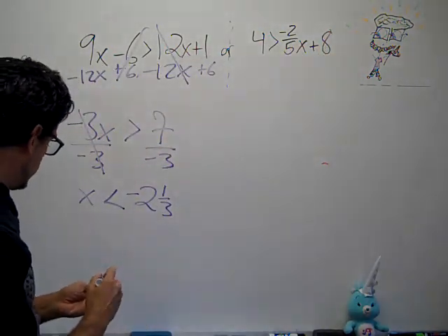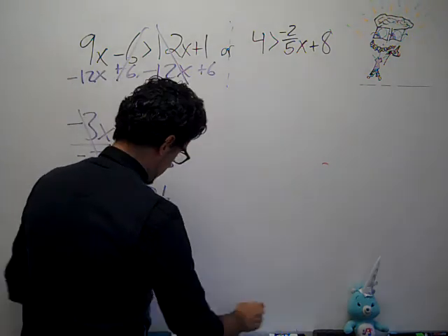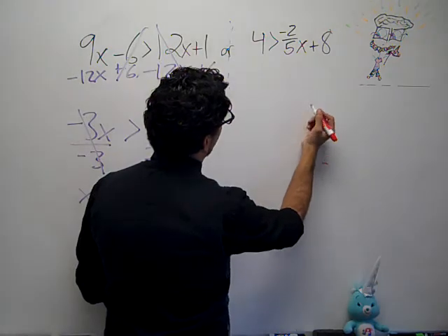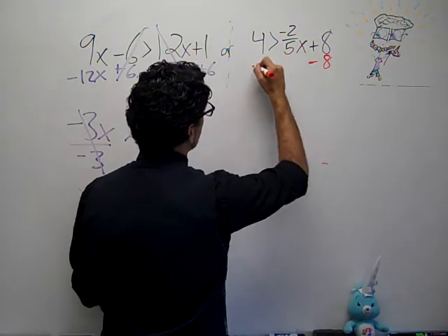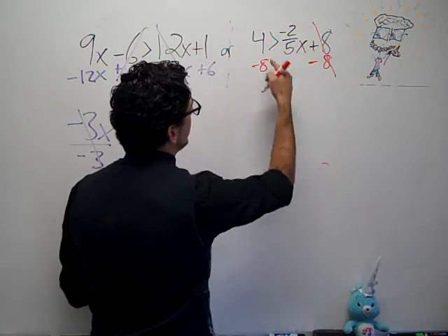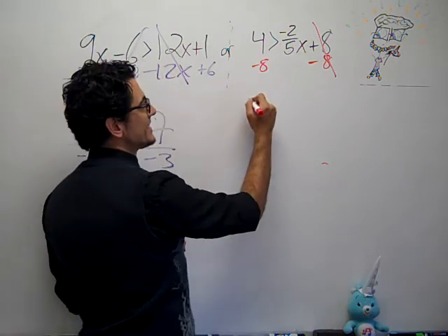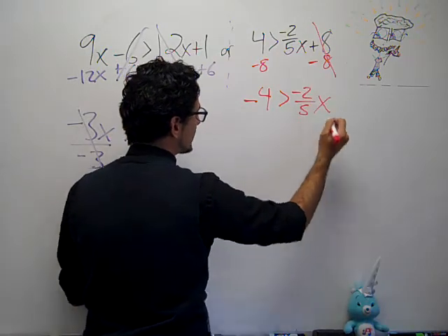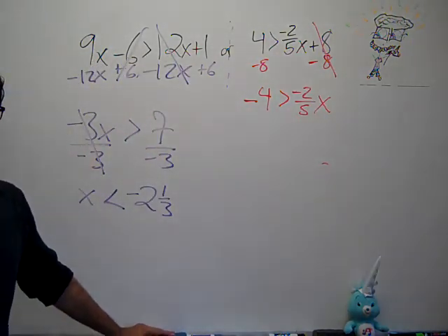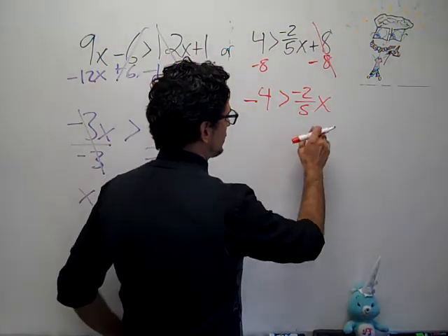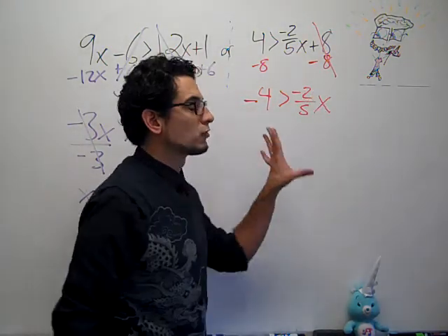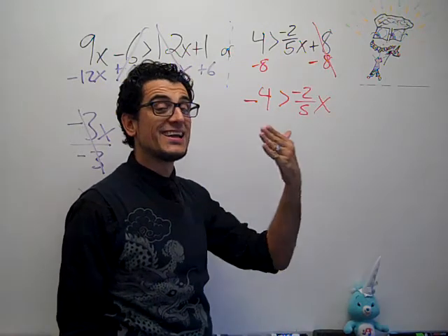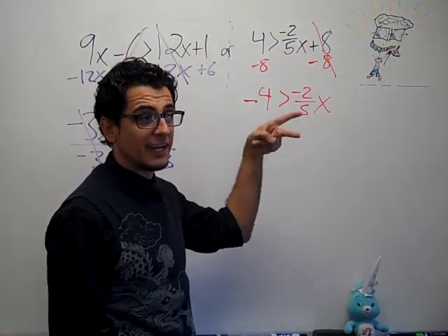So in solving that one, which I will do in red, I can go ahead and subtract 8 from both sides. These cancel out, and I'm at 4 minus 8, which is negative 4, is greater than negative 2/5 x. If I want to isolate x, these are multiplying: negative 2/5 is multiplying times x, so I need to divide by negative 2/5, and previously I've covered that when you're dividing fractions, you multiply by the reciprocal.